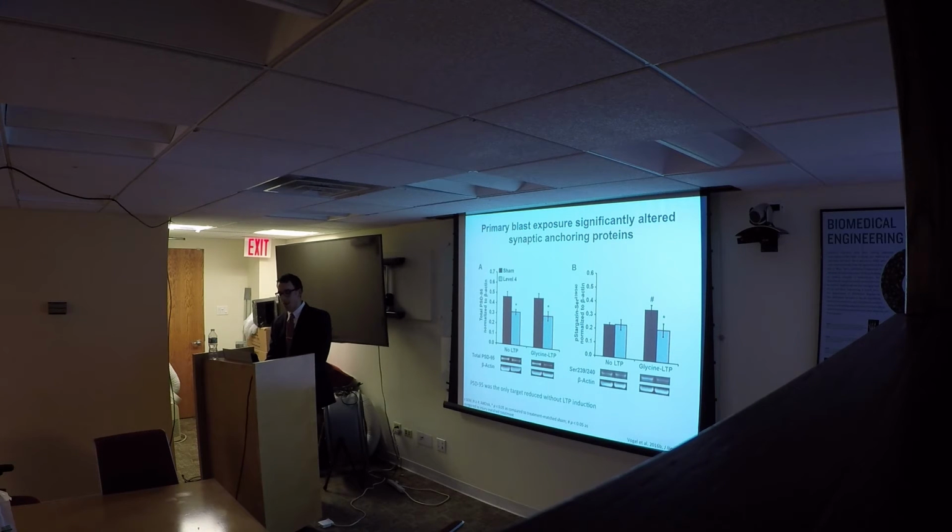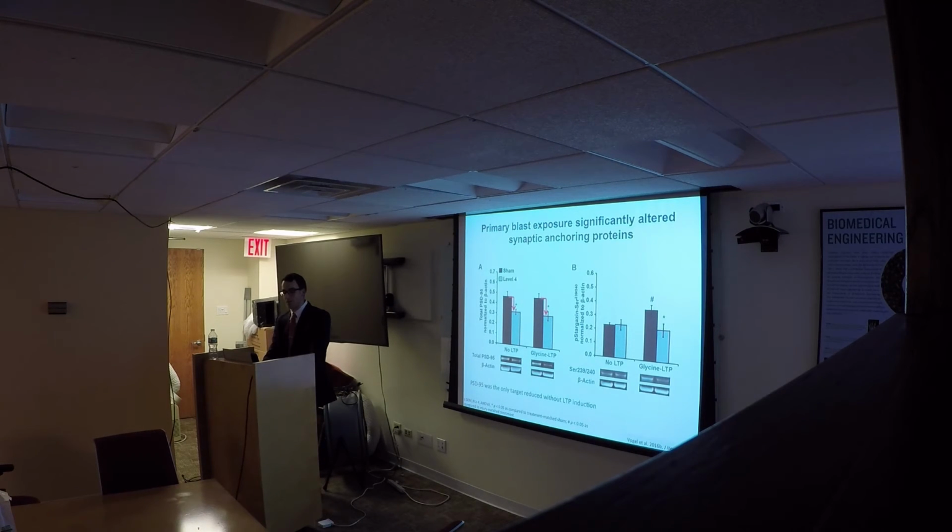We also observed that blast reduced PSD95 expression and stargazin phosphorylation. In A, we're reporting total PSD95 expression normalized to beta-actin. Here, blast injury reduced PSD95 expression for both non-LTP and glycine LTP cultures. It's important to note that this is the only target that we investigated where it was reduced regardless of LTP induction. In B, we reported phosphorylation of stargazin at the serine 239-240 site, normalized to beta-actin.